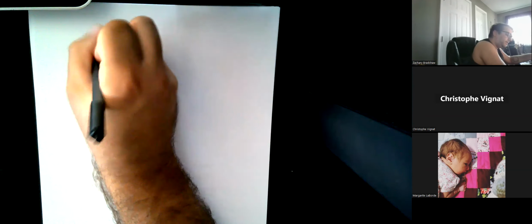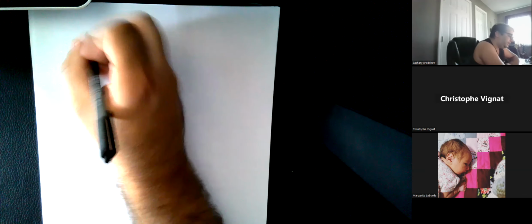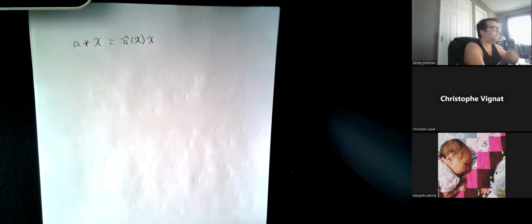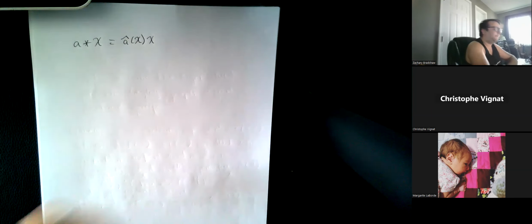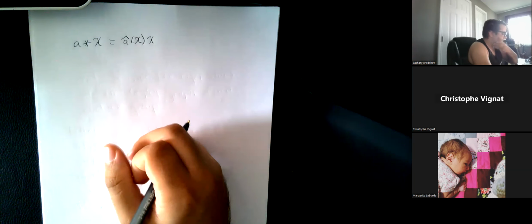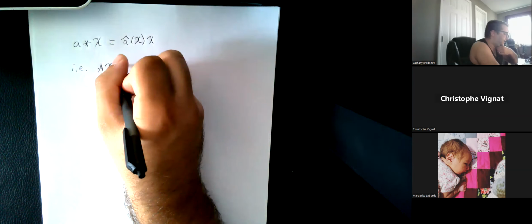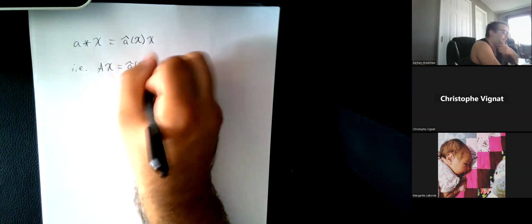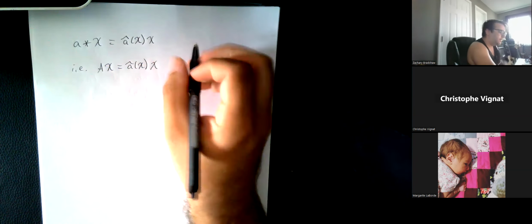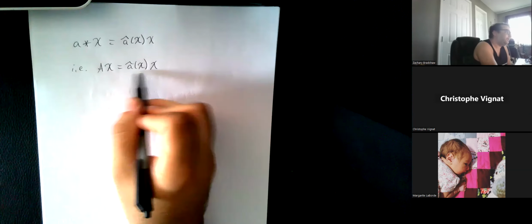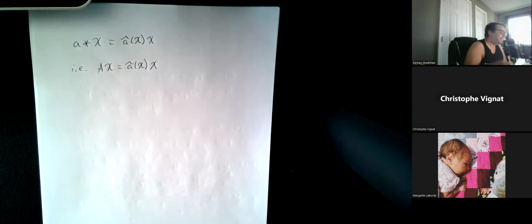And what we find is that the convolution of A with chi is equal to the Fourier transform of A evaluated at chi, again, that's a constant, times chi. The inverse Fourier transform of n delta chi just goes back to chi. So in other words, A chi, the convolution operator applied to chi, is equal to this constant times chi. And so chi is an eigenvector of the convolution operator with eigenvalue the Fourier transform of A evaluated at chi. And that's the thing we set out to prove.